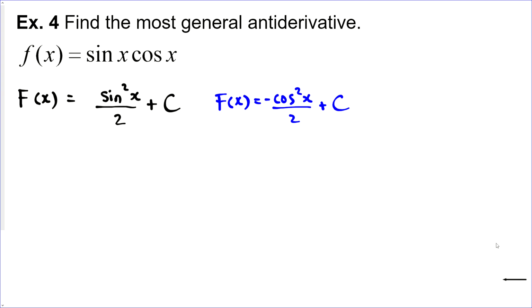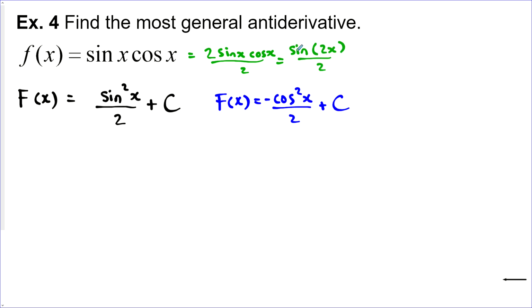And last one is using some identities. So if I looked at this, this is actually kind of like, if it just had a 2 in front, sine's double angle identity. I can't just randomly add a 2 in front, but I can multiply and divide by 2. Okay, so I'll just erase that and rewrite it here. So 2 sine x cos x divided by 2. This is sine's double angle, sine 2x over 2.